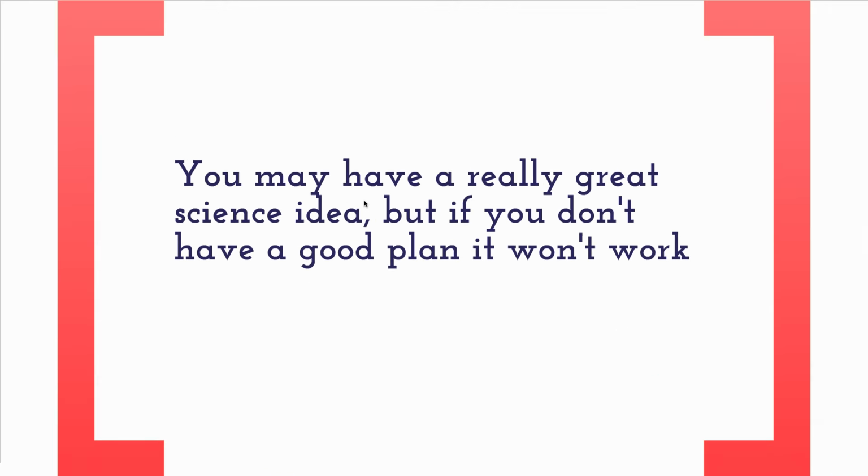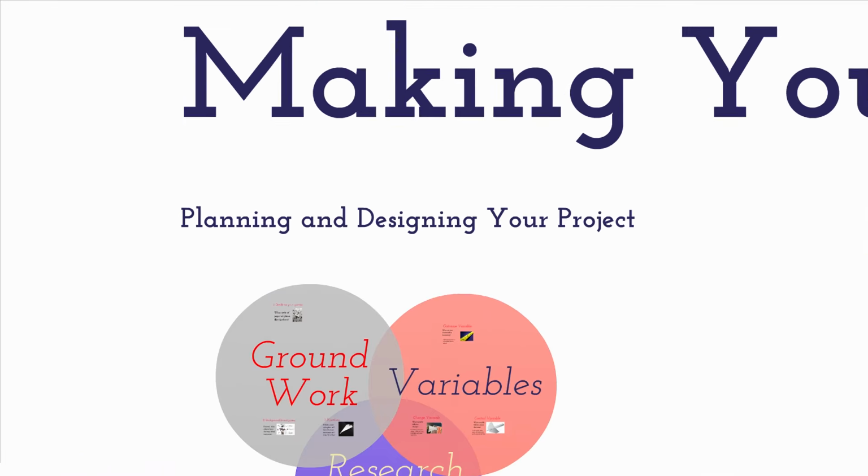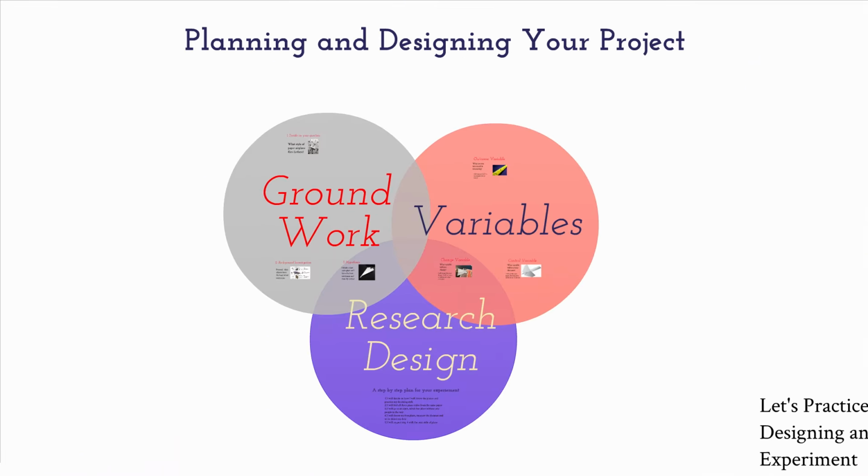So the point of this workshop is to get to be thinking more specifically about how to carry out a research project. Up to this point we've been talking about it in broad strokes, and talking about ideas and research questions. Now we're going to talk about planning. There are 3 big areas of planning and designing a project: groundwork, variables, and research design.